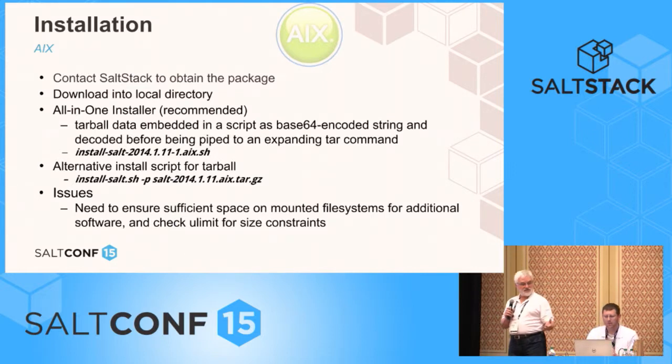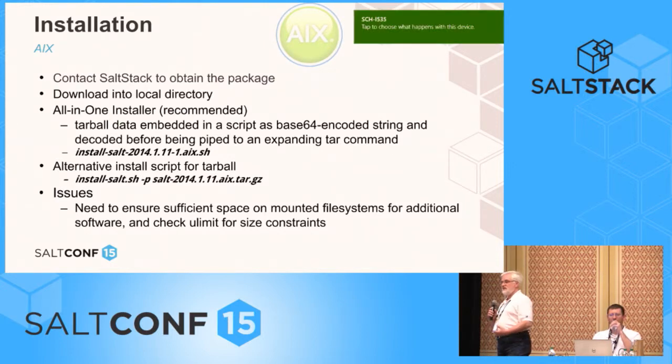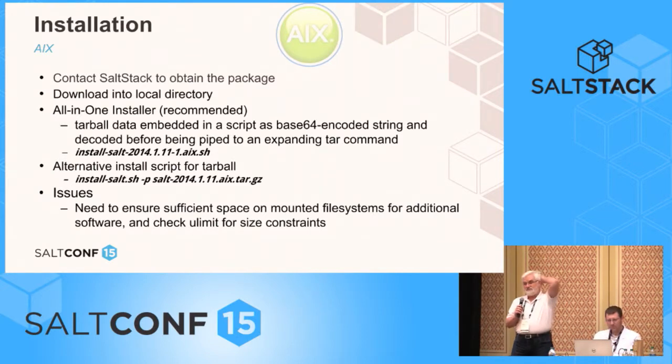Essentially, you just run it as it's shown there. Install Salt 2014.1.11-1 aix.sh, and it will take the base64 encoded string, extract the gzip tarball out of it, and then install it. Or alternatively, there's a -d for deep delta, which will extract the tarball for you, and you can run the install-salt -p and the tarball, and that will install it for you.